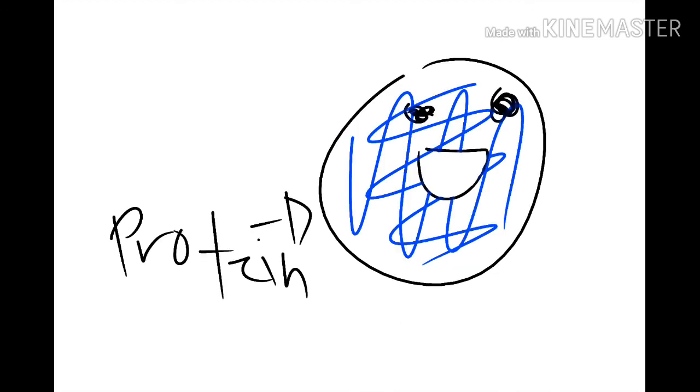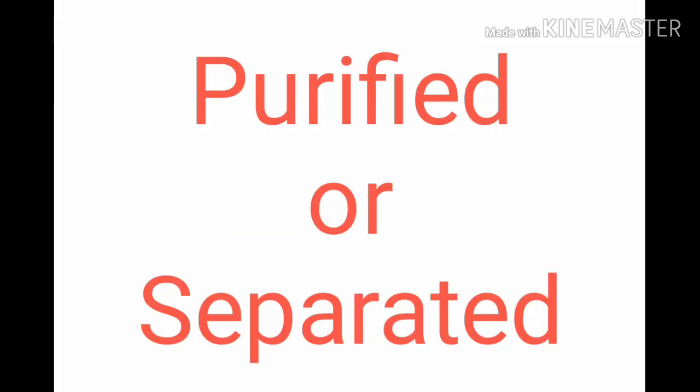Bacteria contain many proteins and macromolecules. Because of this, the newly made protein needs to be purified, separated from the other proteins and macromolecules before it can be used.